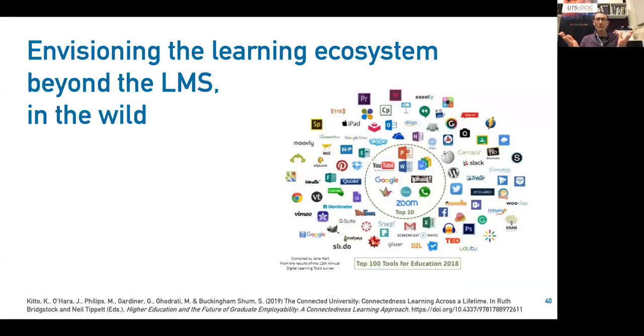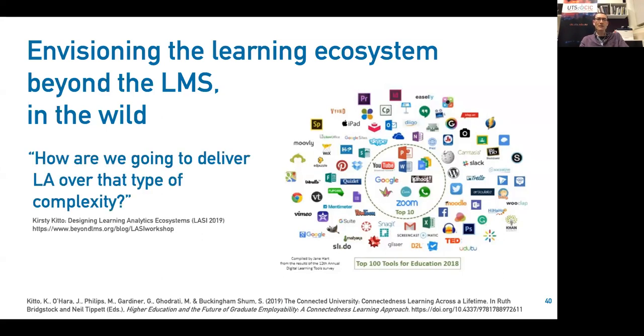What does that look like in our world? Well, here's one picture of it. If that is the future learning ecosystem beyond the institutional LMS, Kirsty Kitto, my colleague here at UTS, asks, well, how are we going to deliver learning analytics over that level of complexity? That's something that we've been thinking about quite deeply here, because learning in the future will be lifelong and life-wide, as well as multi-platform and heterogeneous, even while a student is within the walls of the university for three years. And that may become a thing of the past.